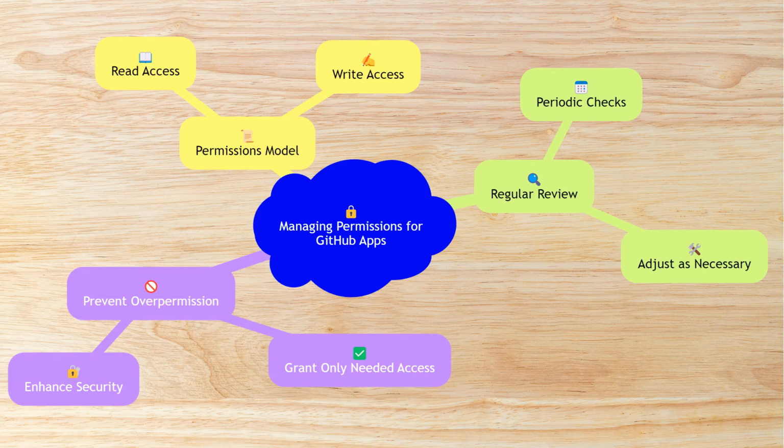Managing permissions for GitHub Apps is a critical aspect of maintaining security. GitHub provides a detailed permissions model, allowing you to grant read or write access to specific resources. Regularly review the permissions granted to each app and adjust them as necessary. This practice helps prevent overpermission and ensures that apps only have access to the resources they need to function.